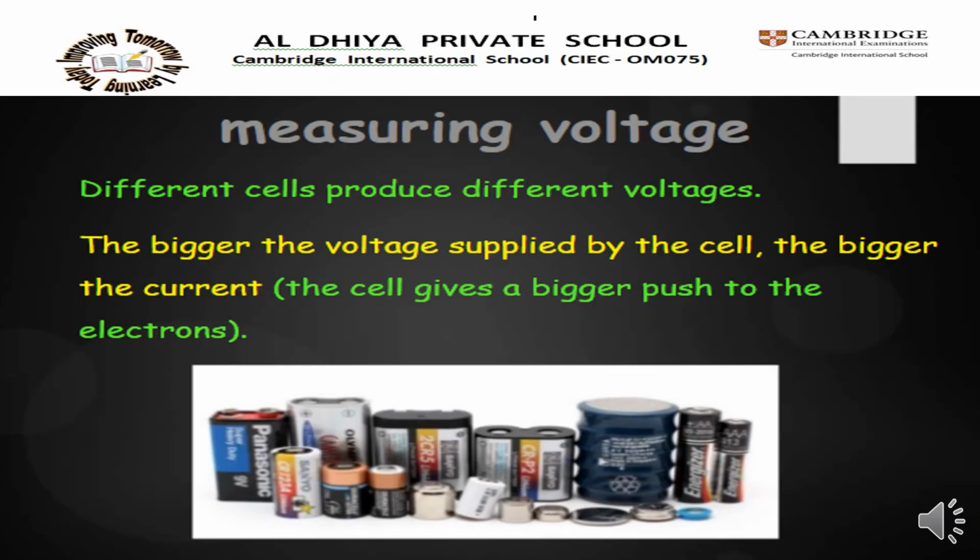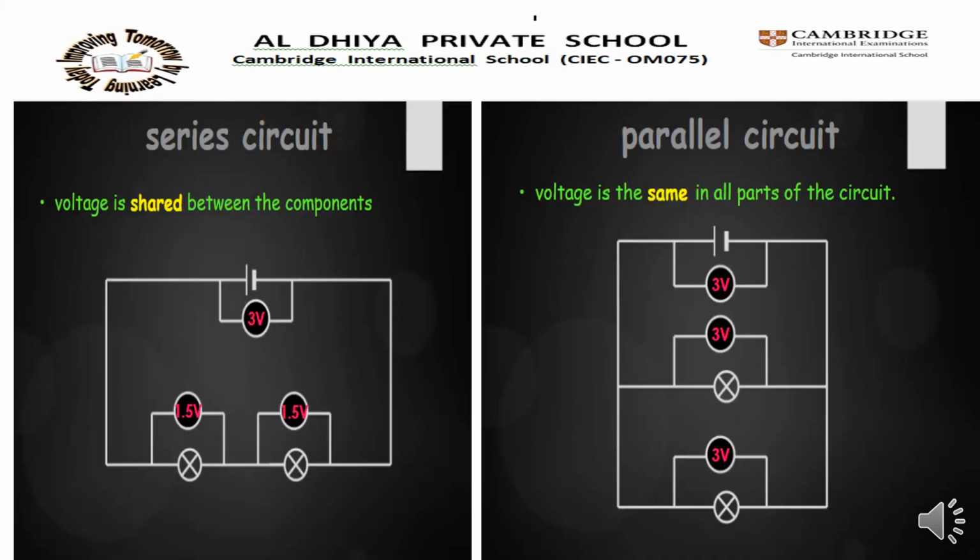How to measure the voltage? The different cells produce different voltages. The bigger the voltage supplied by the cell, the bigger the current. That means the cell gives a bigger push to the electricity. In a series circuit, the voltage across the components can vary. But in a parallel circuit, the voltage across all the components in a circuit is the same.